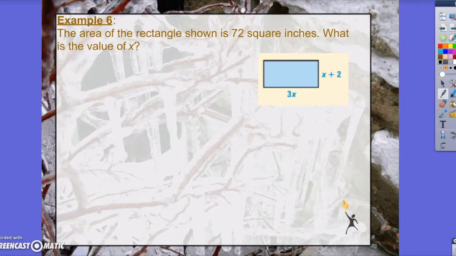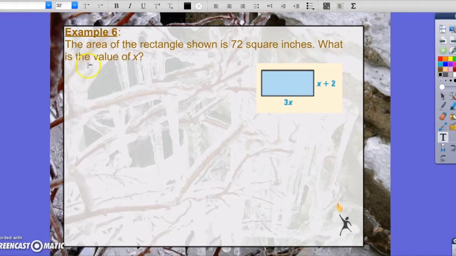All right, for the last example here, it says the area of the rectangle shown is 72 square inches. What is the value of x? Well, if you remember back before, we have length times width equals area, right? So it doesn't really matter which one I put first. I'm going to put the 3x first. I'm going to plug everything in. And I'm going to distribute the left-hand side, 3x squared plus 6x equals 72. I'm going to use complete the square to solve it. I don't need to move the 72.